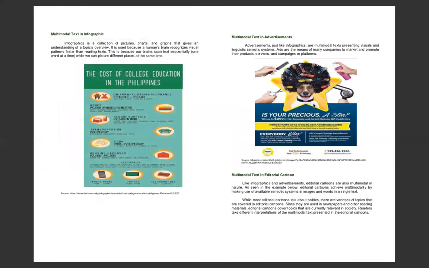So let's look at multimodal text in an infographic. This one, the cost of college education in the Philippines, this poster or infographic is an example of a multimodal text. Why? Because there is already a combination of linguistic, visual, and spatial. So we call it a multimodal text. Infographics are a collection of pictures, charts, and graphs that give an understanding of a topic's overview. It is used because a human's brain recognizes visual patterns faster than reading texts.